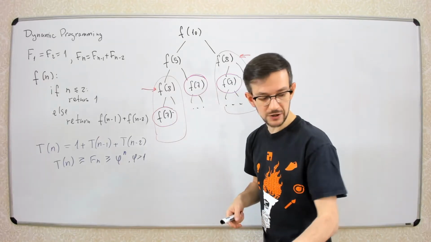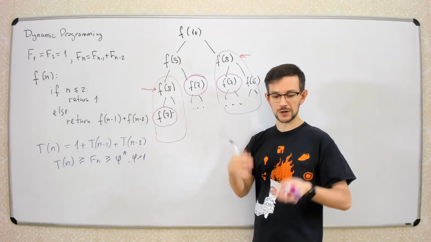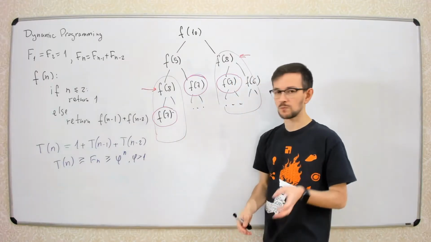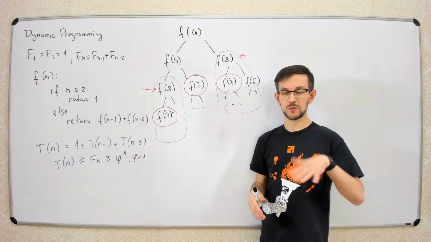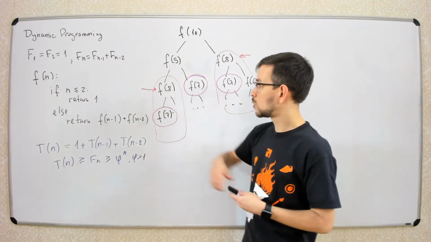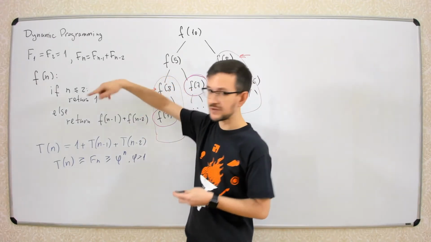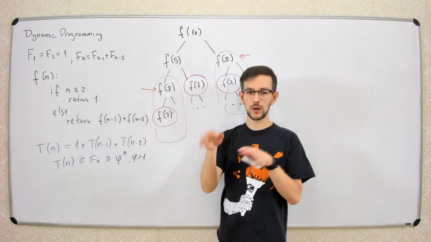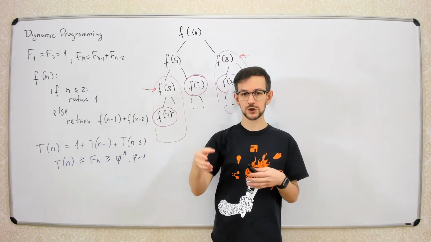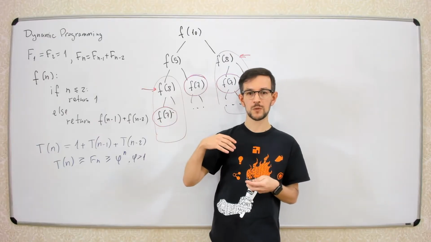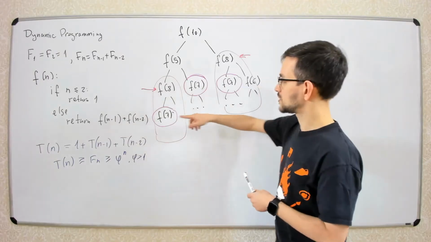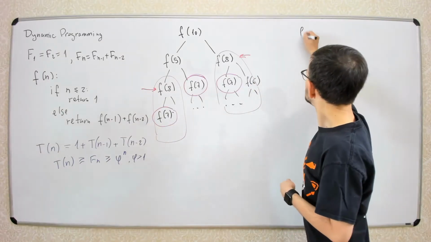Let's try to calculate each Fibonacci number only once. How can we do this? We'll use the basic technique which is called memoization. We will save the results of this function for each number n. And if we already calculated this number before, we will just use this memorized answer and return it immediately. So let's improve this. Let's say something like this.